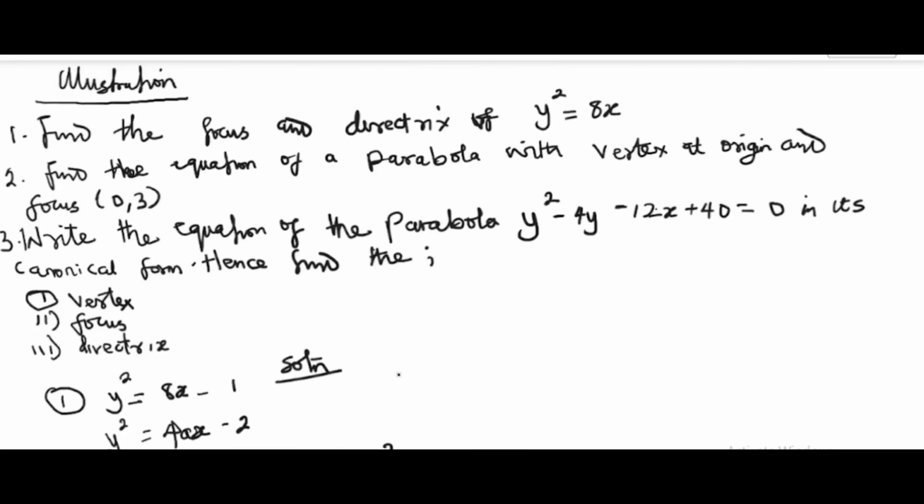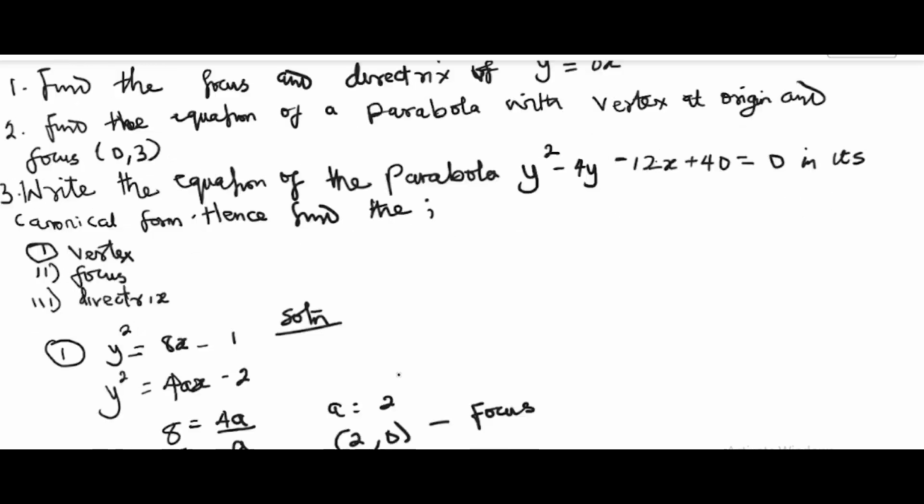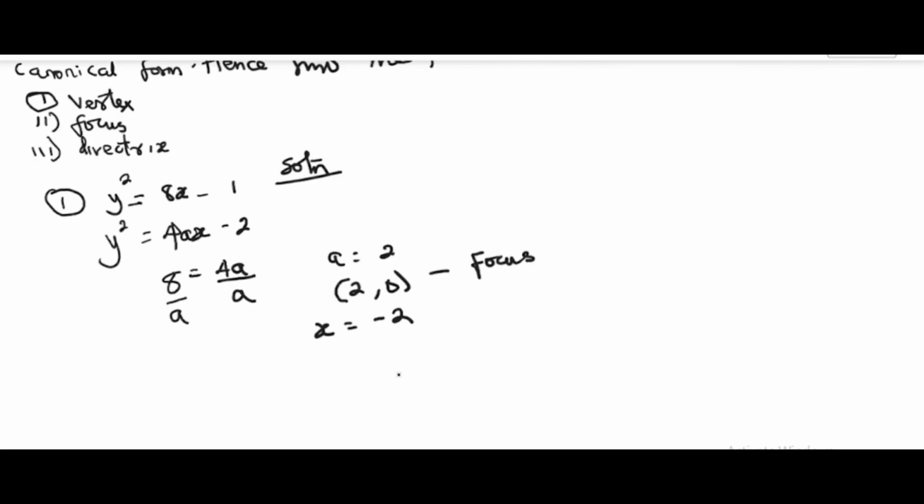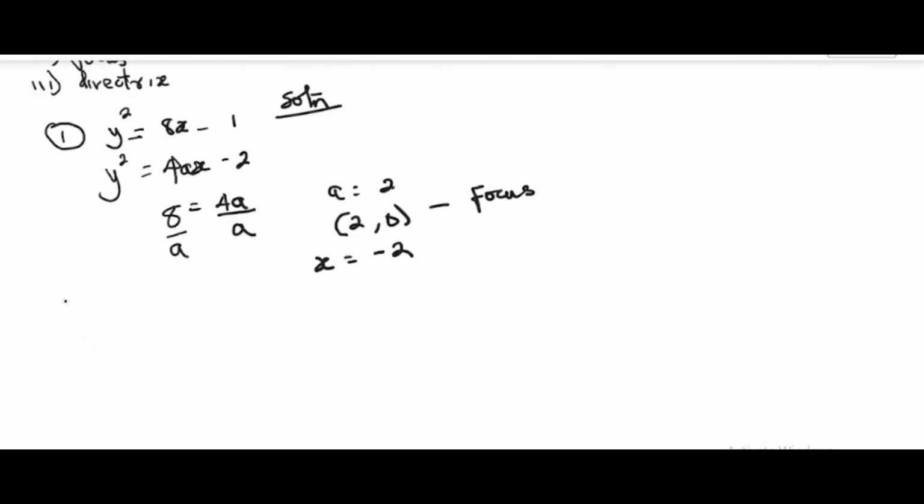So now the next question says we should find the equation of a parabola with vertex at the origin and focus at 0, 3. So what does that mean? It means that this parabola is on the y-axis. All right? Okay, so we have our focus F to be 0, 3. And we have to find the equation. So now the equation has to be that y squared is equal to what?